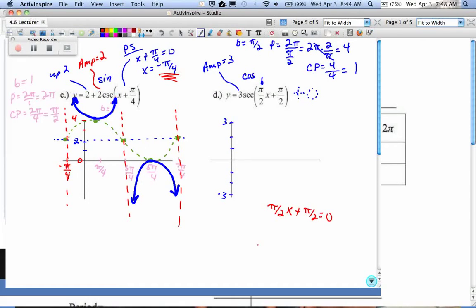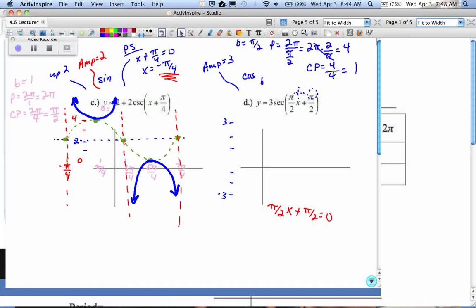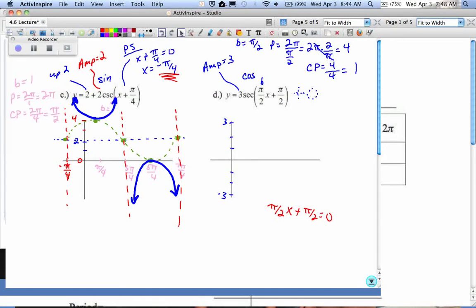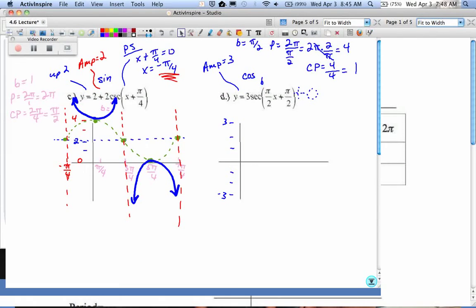Oh, that's going to be in the way. Oh, that doesn't work. It's going to be in the way too. Oh.